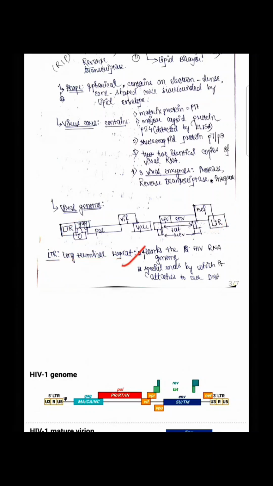This is called the long terminal repeat. What does it do? It flanks the HIV RNA genome. Means it holds the HIV RNA genome with its two hands. Okay, and these are special ends also. This LTR is a special end by which it attaches to our host DNA, and then it can divide with the help of the host machinery, that is with the help of us.